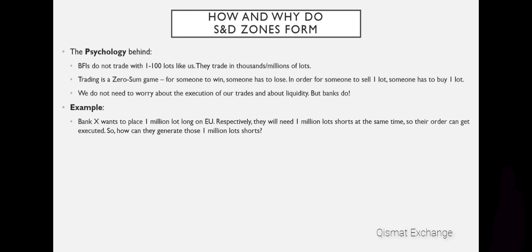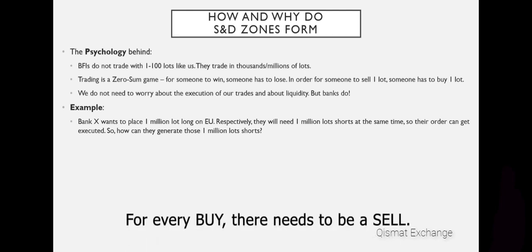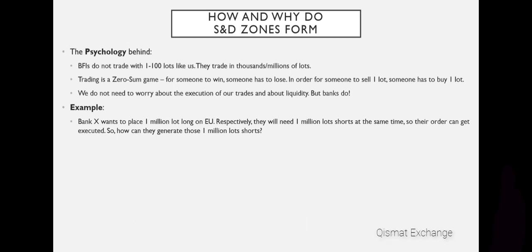Respectively, what are they going to need is 1 million lots shorts at the same time so their order can get executed. Because if they want to buy one lot, they need to buy it from somebody, right? So if they want to buy 1 million lots, somebody else has to sell them 1 million lots. And usually that seller of 1 million lots, it's not just going to be one person. It is us. It is the whole market. So they need to actually find and generate those 1 million lots of shorts.